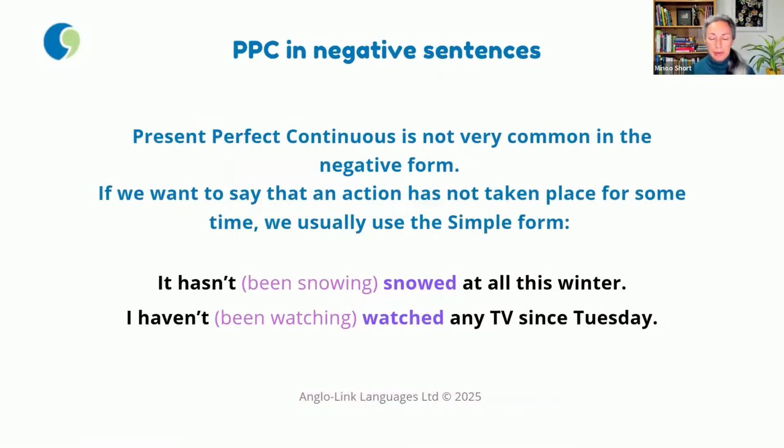And finally, one important note is that the present perfect continuous tense is not very common in the negative form. It's possible, it's correct, but it's not common. If we want to say that an action has not taken place for some time, we just usually use the simple form. So we can say it hasn't been snowing at all this winter, but it sounds a bit strange. It's easier, better, more common to say it hasn't snowed all this winter.